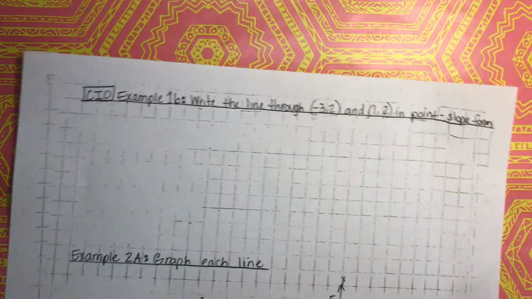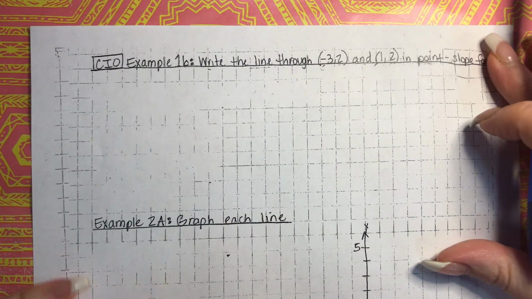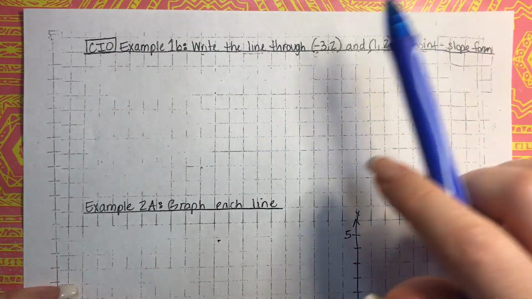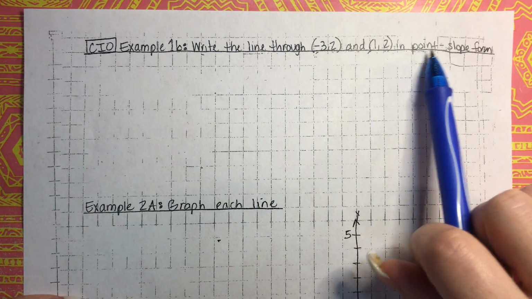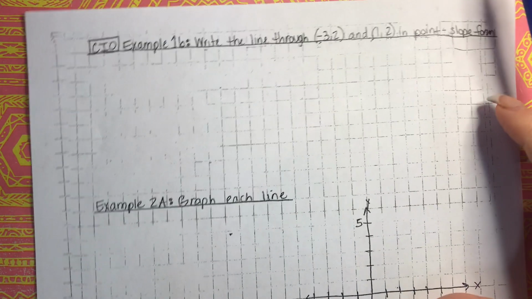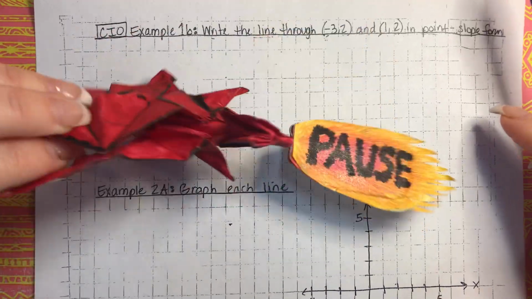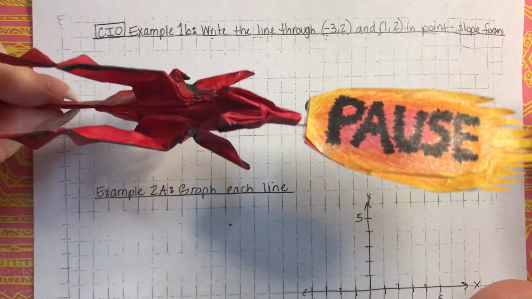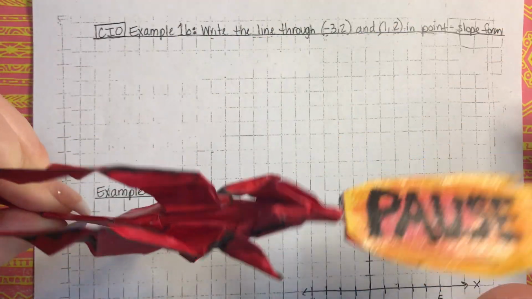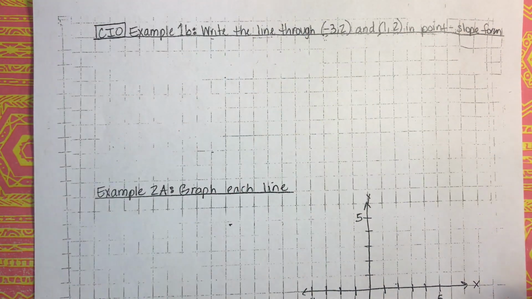All right, on to the next example. So this one, example 1b, says write the line through these 2 points in point slope form. All right, so go for it. Here's my friend, the pause dragon. Remind you to pause your device, work that problem out. When you get done, press play and we'll talk about it together. All right, see you in a bit.